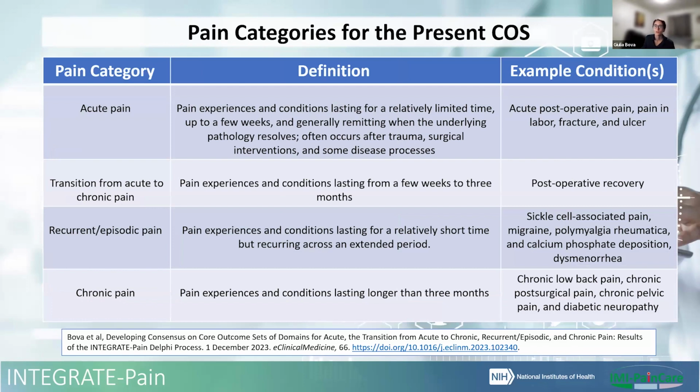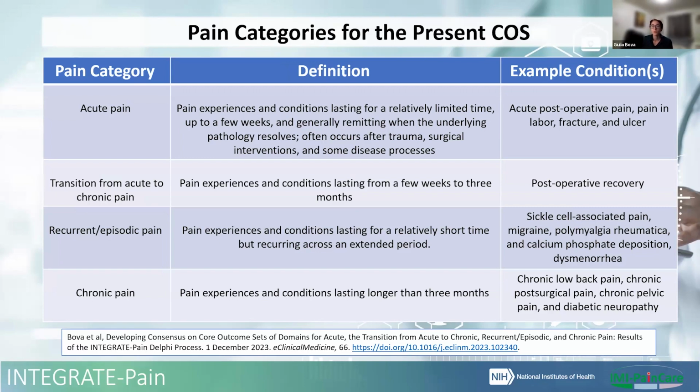And then I also wanted to go over the categories that we developed. These were developed from research and from advice from our advisory committees. So as I mentioned, we wanted these core outcome sets to be able to be used in research and clinical practice for any pain condition, no matter where it is on the spectrum from acute to chronic pain.